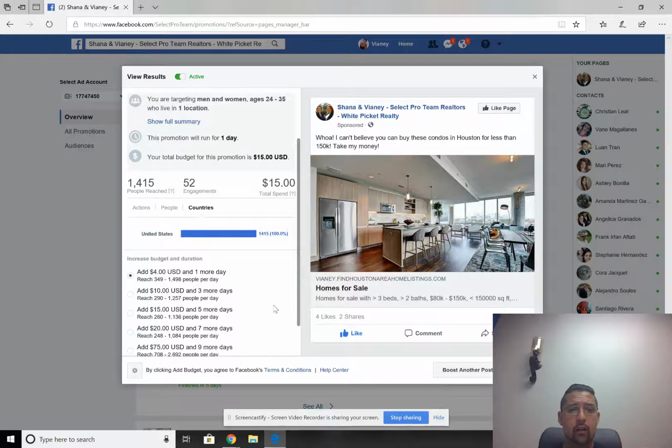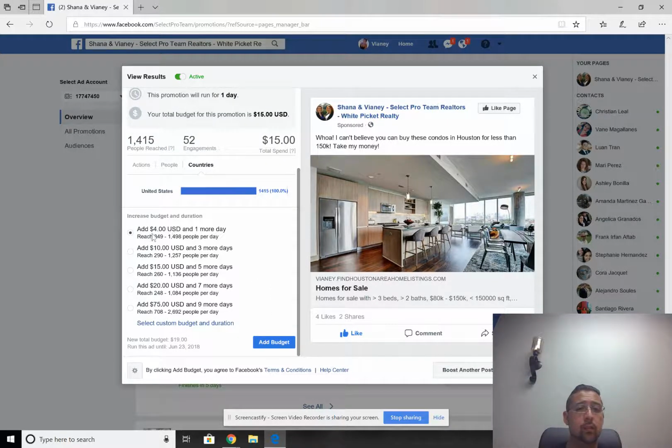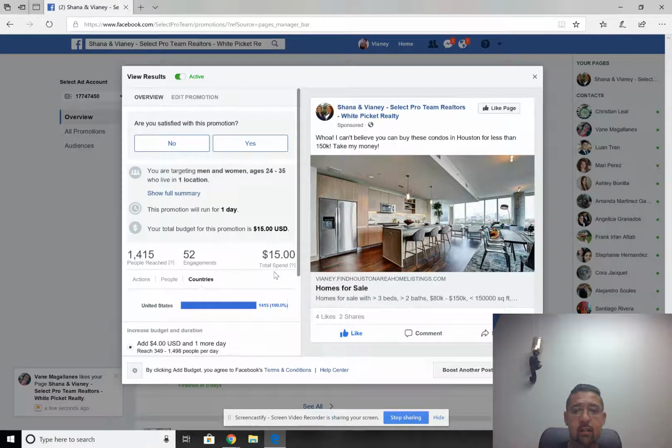Now, the last thing you can do on here, if she wanted to add some more budget, she could put $4 more, reach 349 more people, and put another day on it. Or if she wanted to, she could go ahead and turn it off. Up here at the top, she's got the option to make this ad not active. So right now, she's spent out her money.